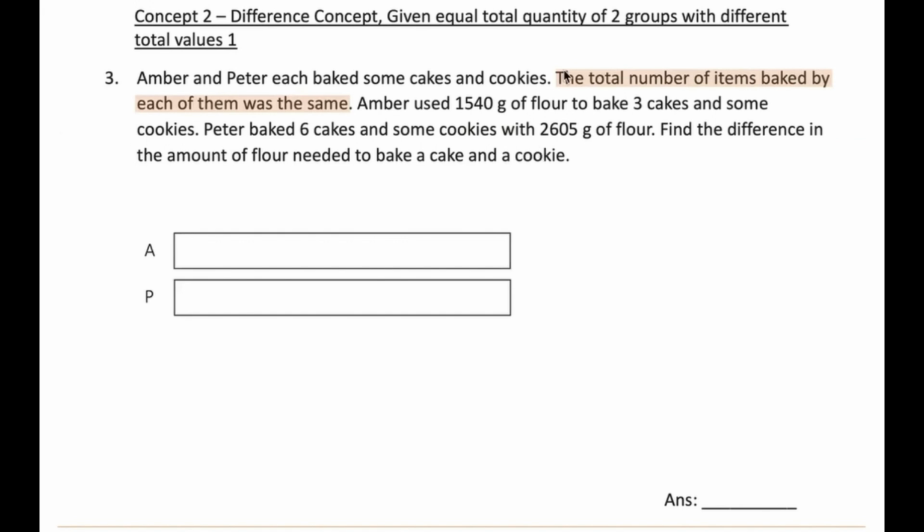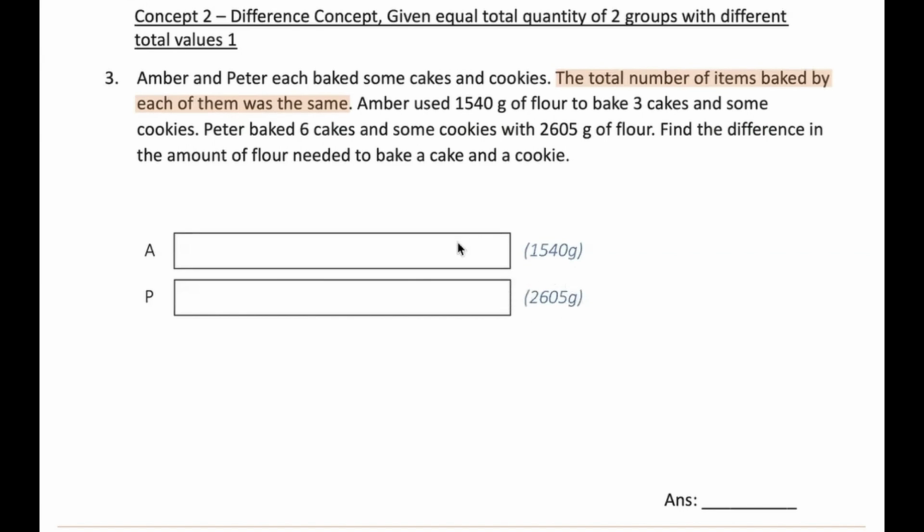Okay, so the total number of items baked by each of them is the same. So Amber used 1540 grams to bake 3 cakes and some cookies. And Peter baked 6 cakes and some cookies with 2605 grams of flour.